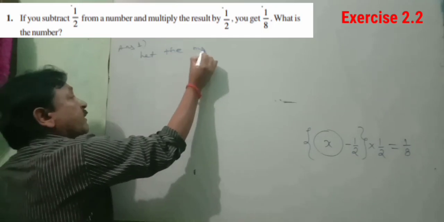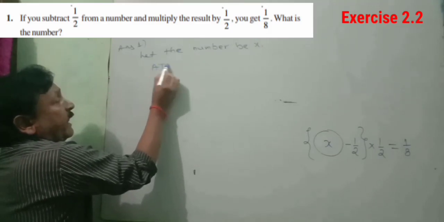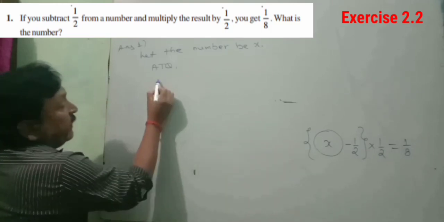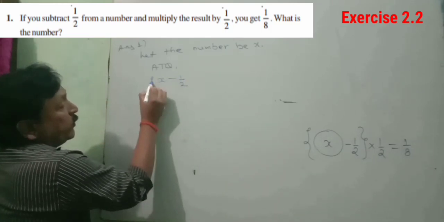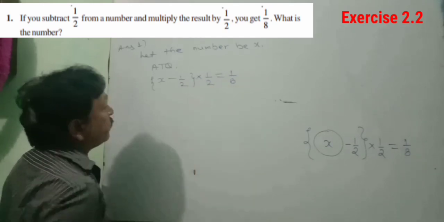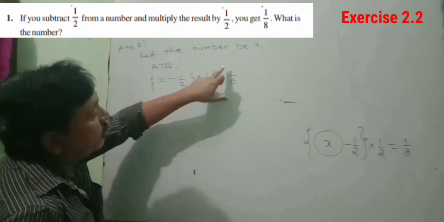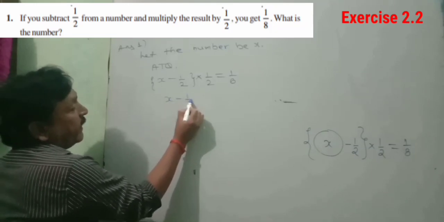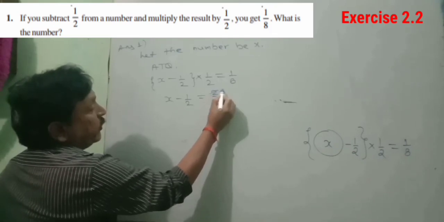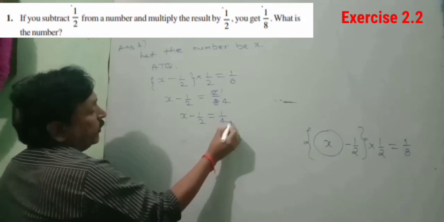Let the number be x. Then according to the question, the equation gets formed already. Okay, (x minus 1 upon 2) into 1 upon 2 is equal to 1 upon 8. So first of all we will transpose this to the right hand side. It is in division, so it will go into multiplication. x minus 1 upon 2 will be left on the left hand side and it will become 2 upon 8. 2 1s are 2, 2 4s are 8. x minus 1 upon 2 is equal to 1 upon 4.